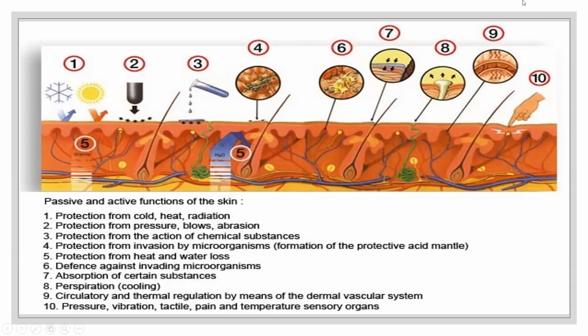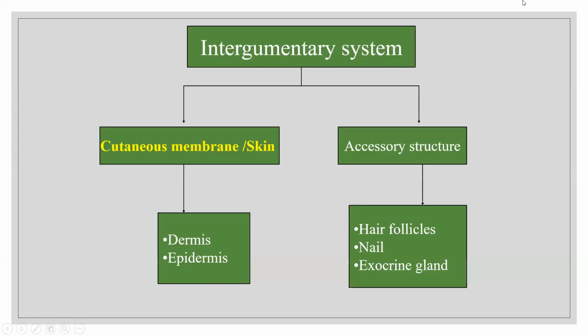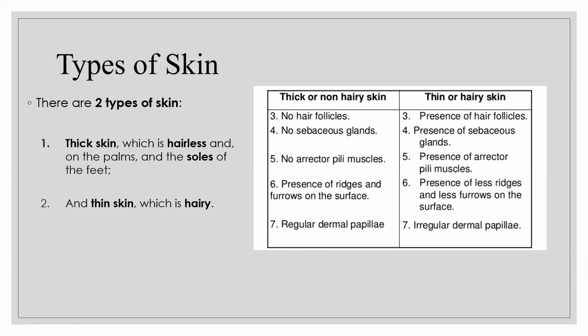Okay, let's go to the cutaneous membrane of the skin first. We have two types of skin: thick skin and thin skin. Thick skin is hairless. It can be found on the palms and soles of the hands and feet. And thin skin is hairy.